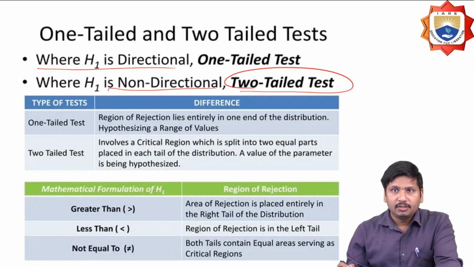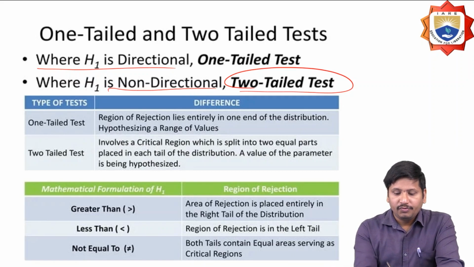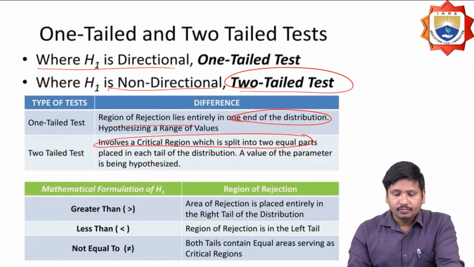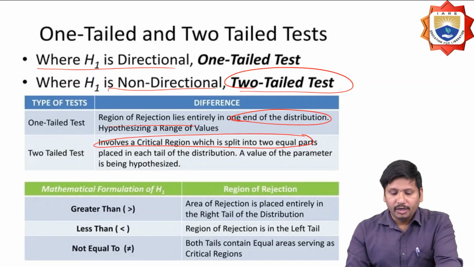The one tail test means the region of rejection lies entirely in one end of the distribution only. Now, in the two tail test, the critical region, as I see in the graph, is divided into two equal parts of the distribution.